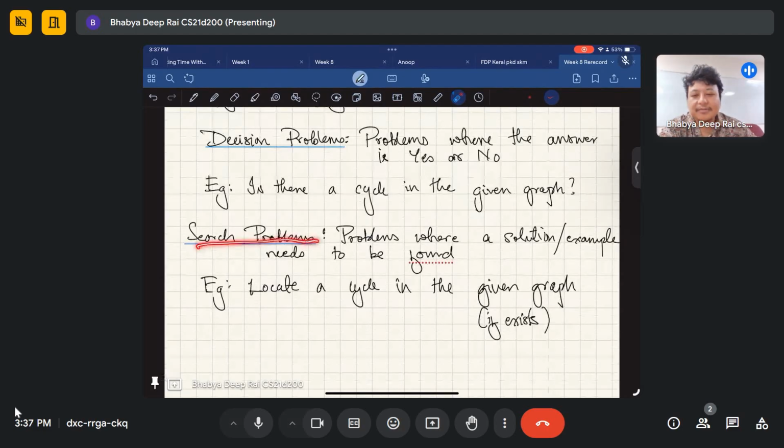Now, search problems. A search problem is when you are actually looking for the object. Problems where an example needs to be found which satisfies your given constraint. For example, locate a cycle in the given graph. Of course, if it does not exist at all, then probably return invalid or something like that. But as long as there is a cycle in the given graph, then you are supposed to return a cycle. What do you mean by return a cycle? Maybe you specify the vertices or you specify the edges, and that will be the output of the algorithm.